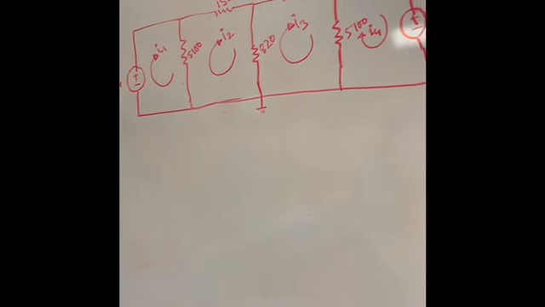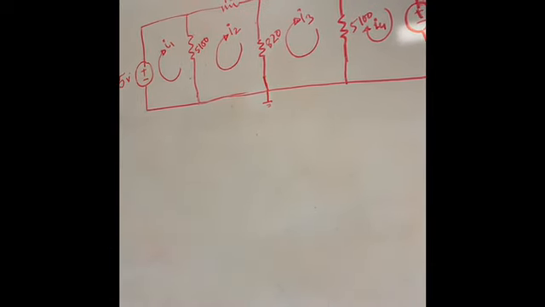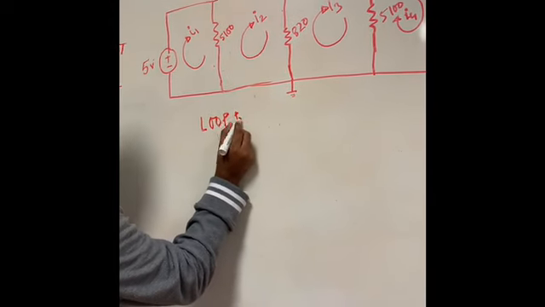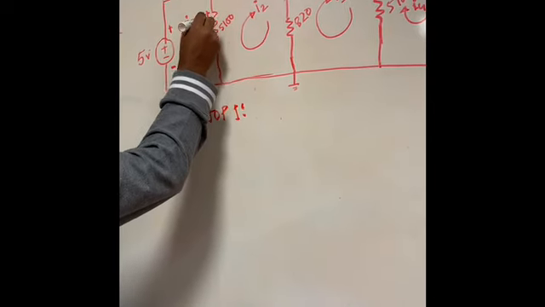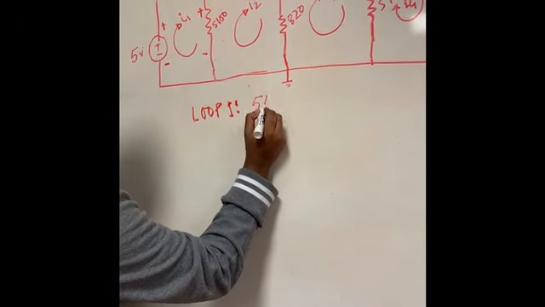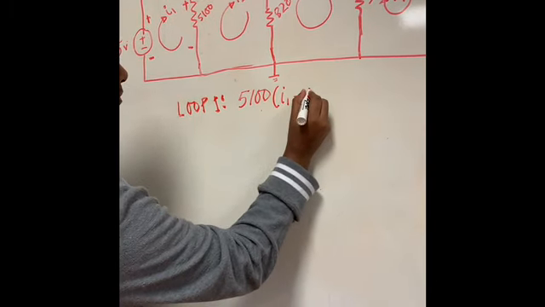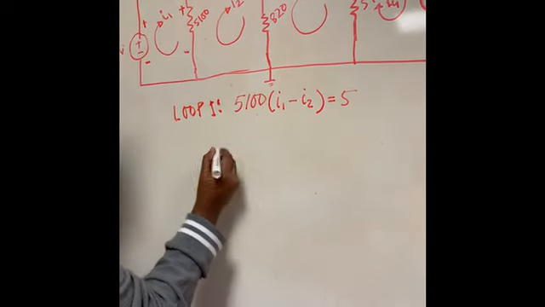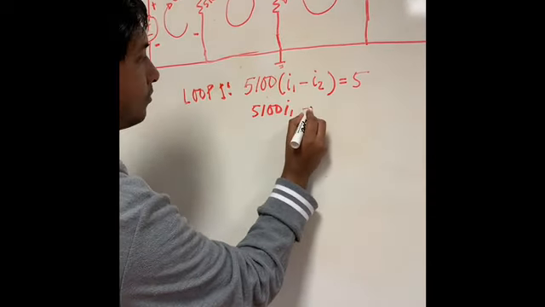Okay, so we'll start. You can see here there are 4 loops. We have 4 currents. We're going to start with I1. For I1, we have loop 1. Okay, so we have 5 volts. You can simplify this out to better factor your I1 and your I2.